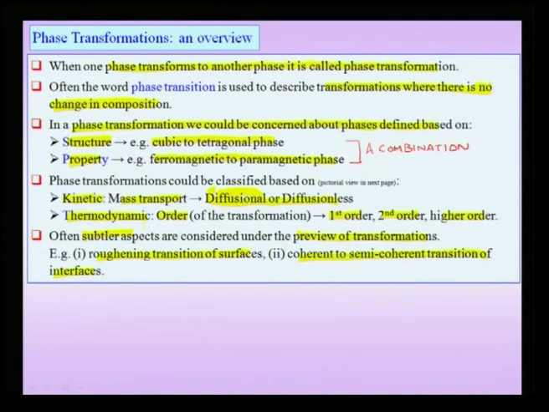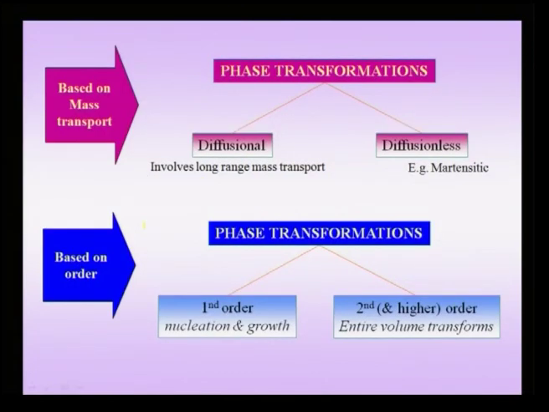I could classify my phase transformations based on kinetic aspects or thermodynamic aspects. So, this slide brings out some of these in a pictorial form, that based on mass transport I can classify phase transformation as diffusional, and when I mean diffusional I am typically talking about long range mass transport, or diffusionless. For instance, we will consider in this chapter a particular kind of diffusionless transformation known as the Martensitic transformation.